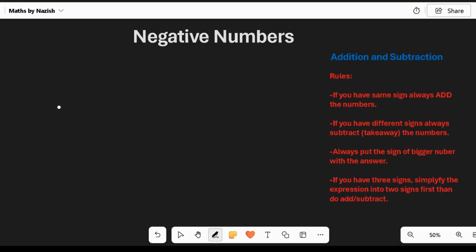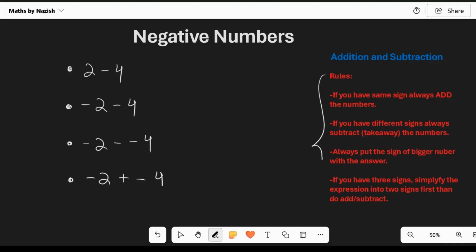Hello, today we are going to work on the addition and subtraction of negative numbers. Okay, consider we have a few examples. 2 take away 4, negative 2 take away 4, negative 2 negative 4, and then negative 2 positive negative 4. Okay, we have these 4 examples and a few rules are written here. All of the addition and subtraction of negative numbers are based on these few rules, okay?